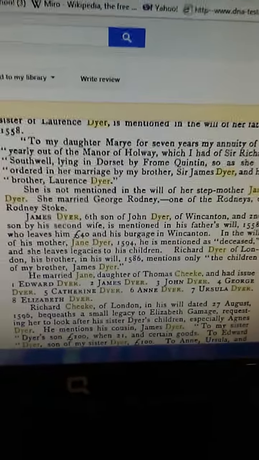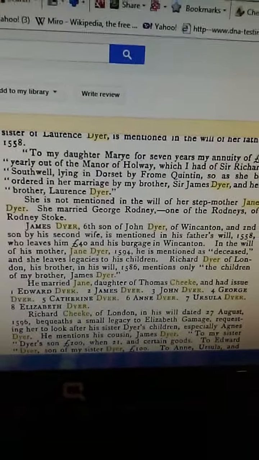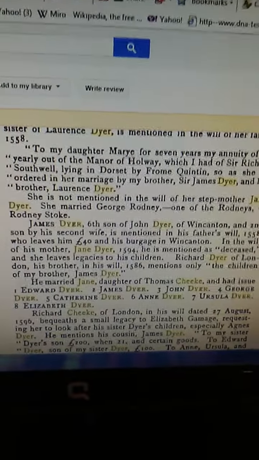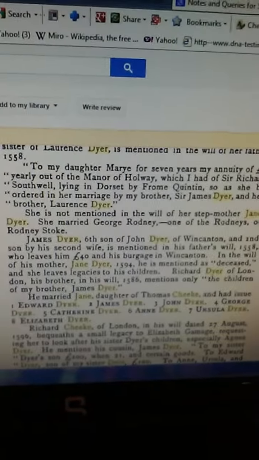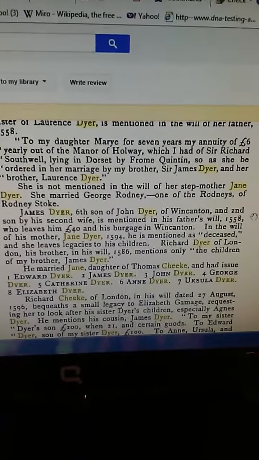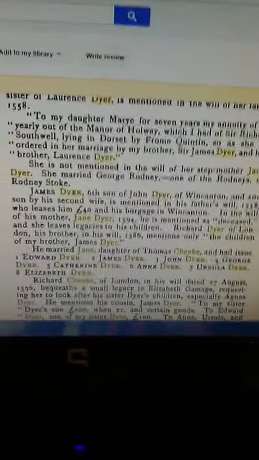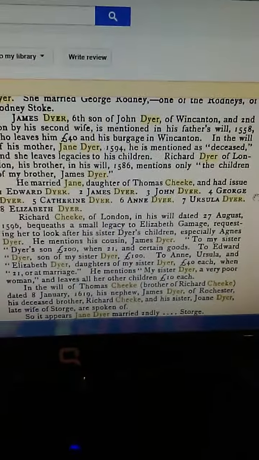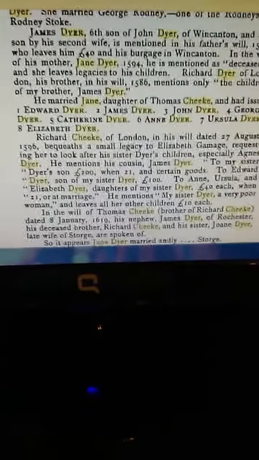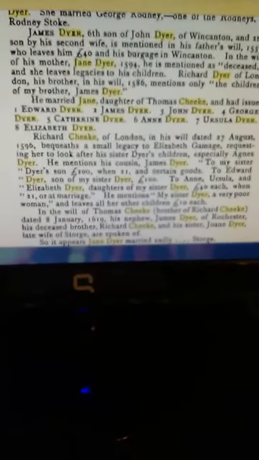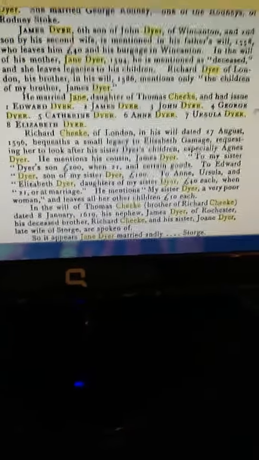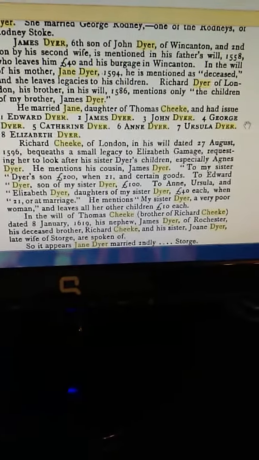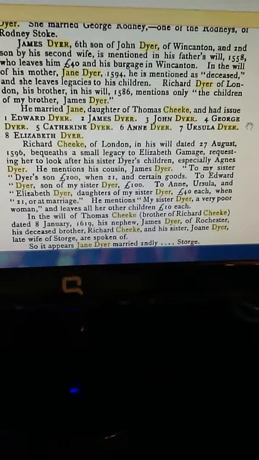And then see, it says he married Jane, daughter of Thomas Cheeke, and had issue Edward Dyer, James Dyer, John Dyer, George Dyer, Catherine Dyer, Anne Dyer, Ursula Dyer, and Elizabeth Dyer. And then it talks about Richard Cheeke of London. Richard was most likely one of her brothers that may not be mentioned in some of the genealogies, but we know that she is Thomas's daughter. I'm not sure which Thomas, but it's a Thomas in the Cheeke line, most likely related to Sir Henry Cheeke and the others.